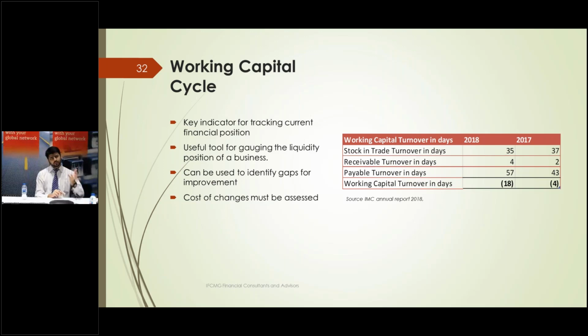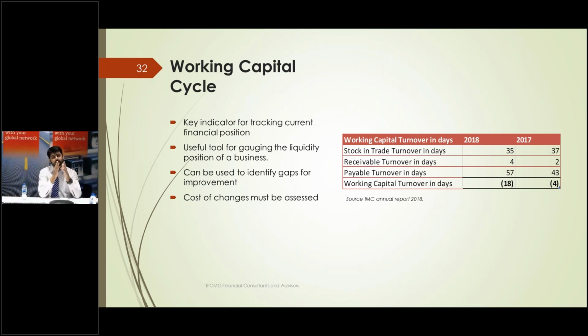Because if you recall, the weighted average cost of capital is cost of equity plus cost of debt. So while debt is usually cheaper than equity, when the volume of equity goes down, the cost of debt then goes up.